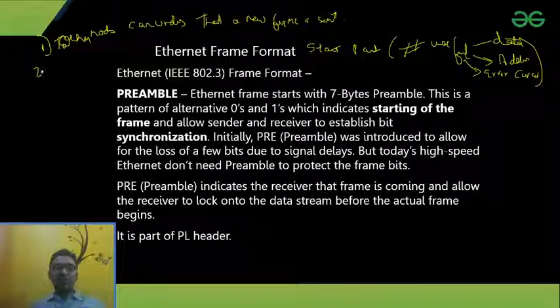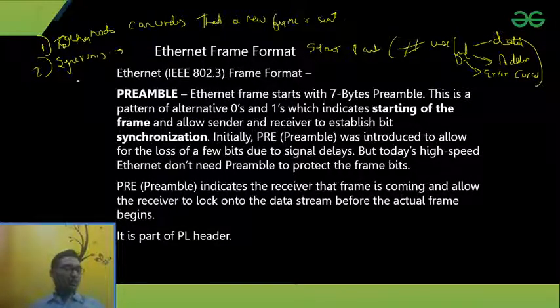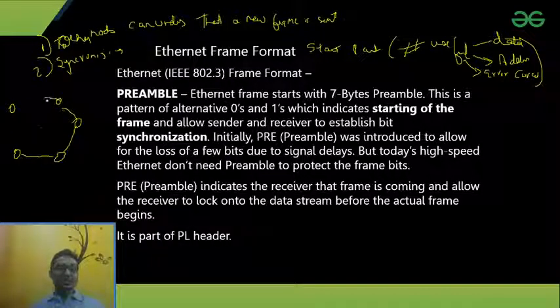The second important use of the preamble is synchronization between various nodes. There may be hundreds or thousands of nodes in our system. They all have their own clocks, their own timers. They do not have a central clock here. These are kind of distributed systems. So there is a need for some kind of synchronization, and the preamble is used for it.